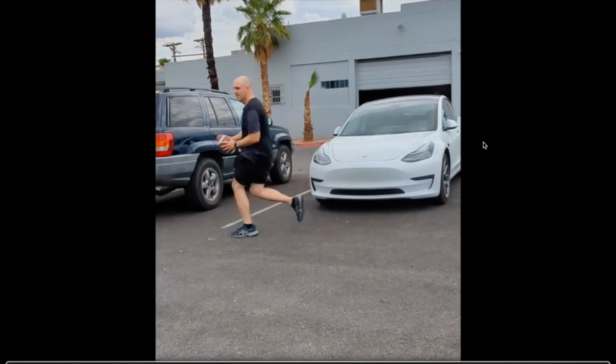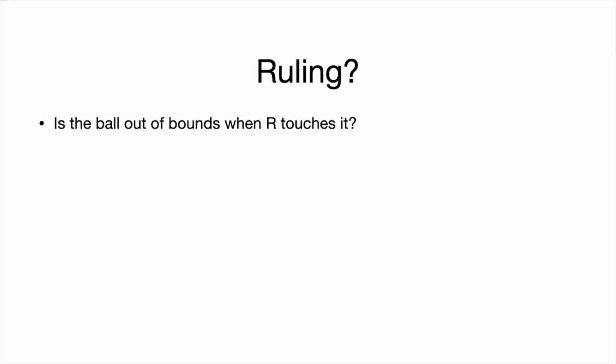So what do we have here? What's the ruling on this play? We have to figure out, is the ball out of bounds when R touches it? Well, was R inbounds or out of bounds when R touched it? And the answer is no. R jumped from inbounds and had not yet landed out of bounds.